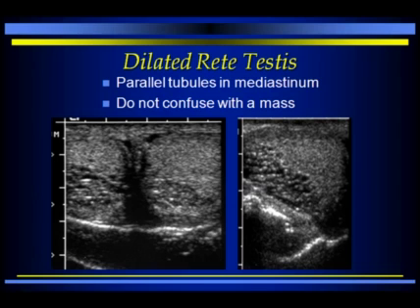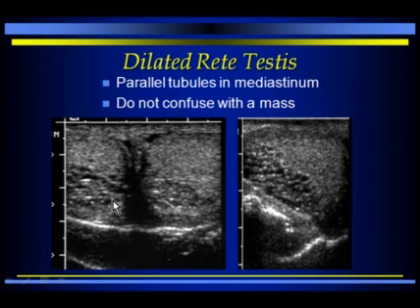Don't worry about it. We talked about in the anatomy of the testis that the mediastinum testis contains this network of tubules, the rete testis. The rete testis can become dilated, and that's what you're seeing here. Multiple dilated tubules. They're parallel tubules in the mediastinum. It's important not to confuse these with a mass. So often they're bilateral. Here's the midline view through the raphe, left testicle, right testicle, dilated rete testis on the left, dilated rete testis on the right. Do not mistake this for a mass.